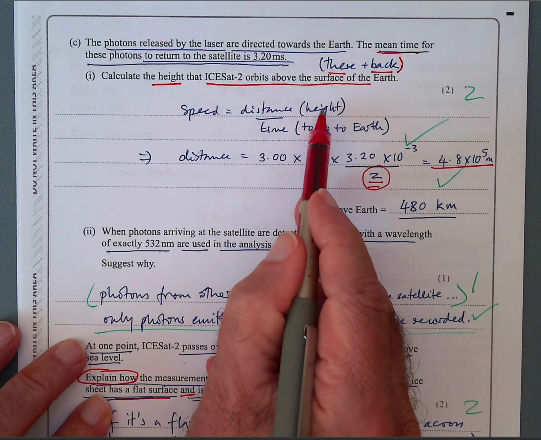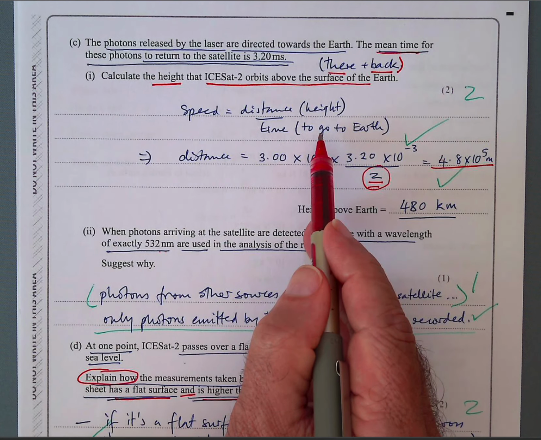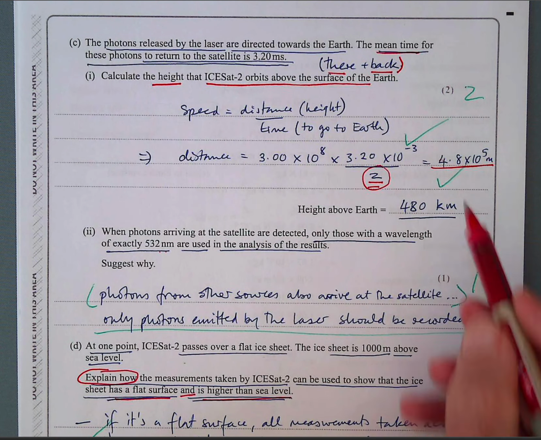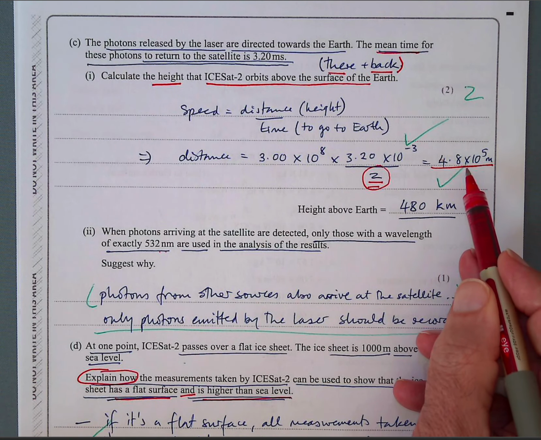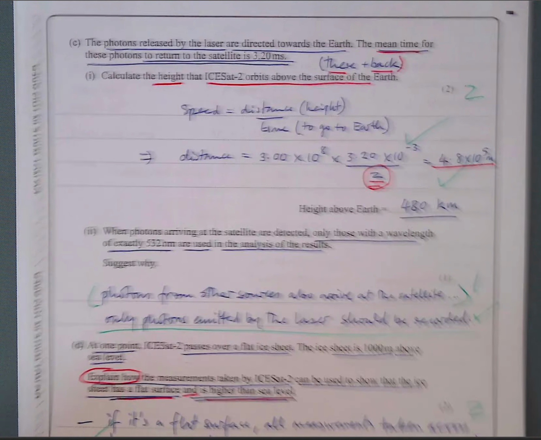Well, the height is the distance. The time to go to Earth is half of the time to go there and back, so you divide it by 2. If you do it correctly, you'll get 4.8 times 10 to the 5. You can quote that as kilometers or meters for your 2 marks.